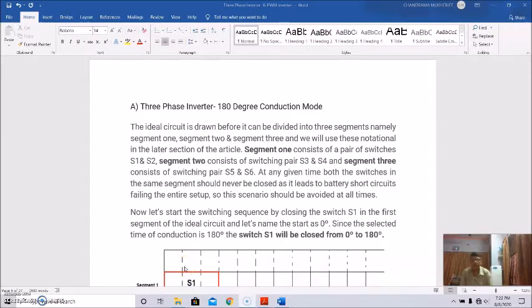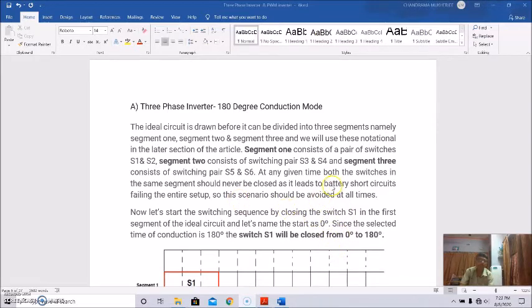So as I told you, we'll repeat once again the entire operational conduction mode, that is, two modes: 180-degree conduction mode and 120-degree conduction mode, once again for better understanding of the operation of the three-phase inverter. So the ideal circuit, which we have done before, can be divided into three segments: segment 1, segment 2, and segment 3. And we'll use this notation in later sections of this lecture.